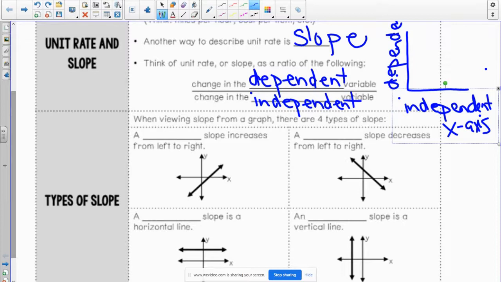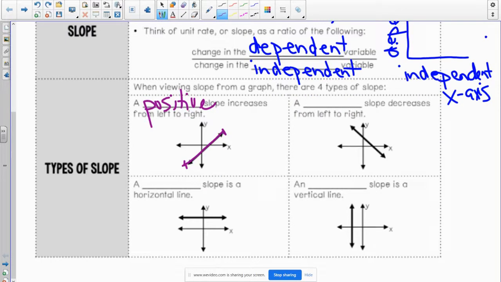A positive slope is when the slope increases from left to right. Just like you read from left to right, you do the same thing when you read graphs. Because this graph is increasing, from my left side to my right side, think of it like if that's the slope of a hill, you're going to go up that hill. So this is a positive slope.